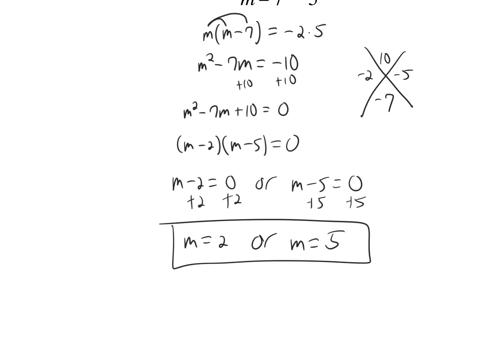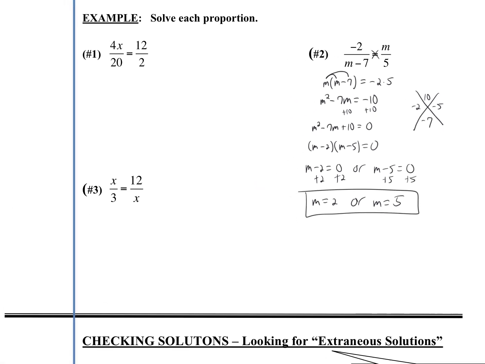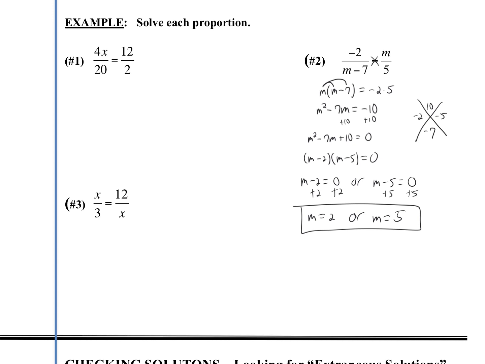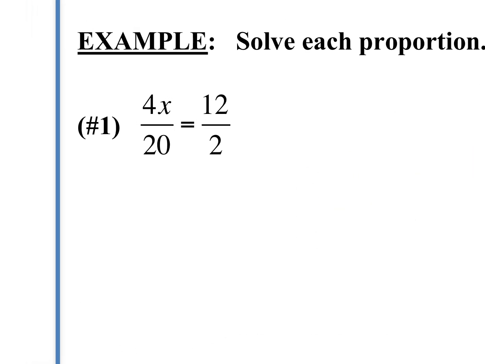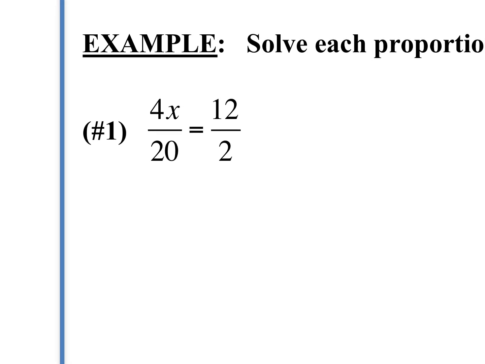All right, that was probably one of the trickier ones. We had to cross multiply and do some factoring as well. Why don't you guys try 1 and 2, see if you can figure them out, and then we'll go through them. All right, number 1, 4x over 20 equals 12 over 2. How do we solve this? We're going to cross multiply. So we have 2 times 4x equals 20 times 12. What's 2 times 4x? That's going to be 8x. What's 20 times 12? That's 240. Divide by 8.